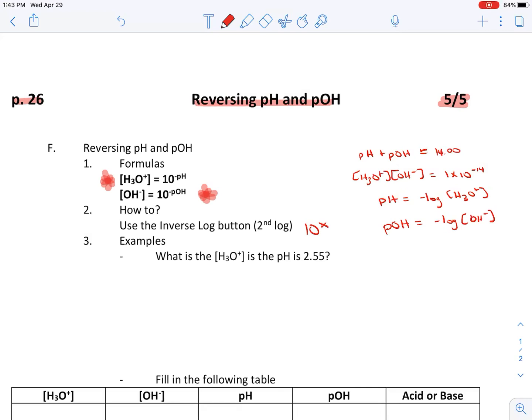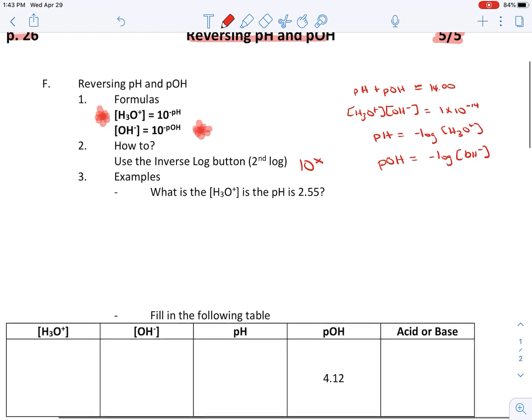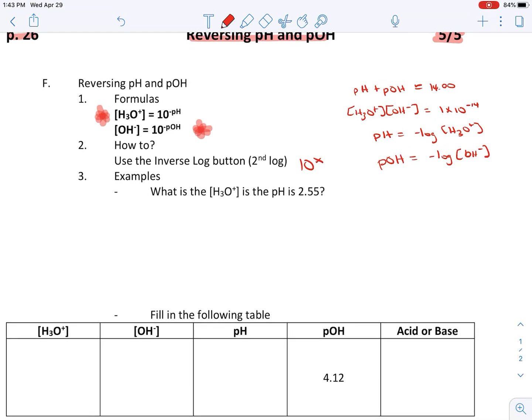Let's jump right in with our formulas here. The first one says, what is the hydronium ion concentration if we have this pH? The one we're going to use is this very first one: hydronium ion concentration equals 10 to the negative pH. So our hydronium ion concentration is equal to 10 to the negative pH, so 10 to the negative 2.55.